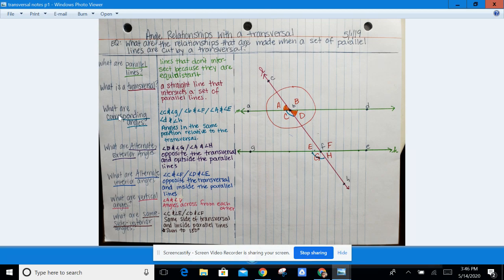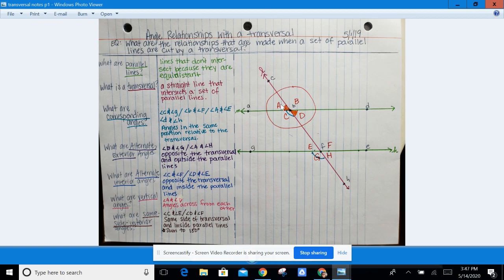So the first word is corresponding angles. Corresponding angles are congruent. Congruent means they have the same measure. If I were to draw a circle around these two intersecting lines and cut it out and set it on top of this intersection, the ones that sit right on top of each other are corresponding angles. So angle A and E, B and F, D and H, C and G.